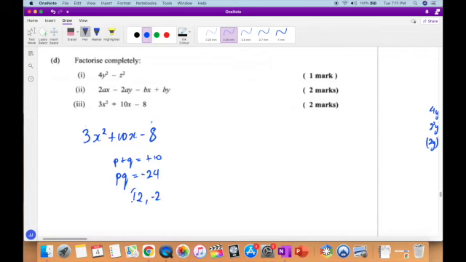So I have to take these two numbers and replace the middle number, right? So what I do there is I take 3x squared plus, and instead of 10x, I'm going to put 12x minus 2x, right? So I'm replacing the 10x with these, and then minus 8 on this side here. And look, we just ended up with another grouping kind of thing, just like the question before.